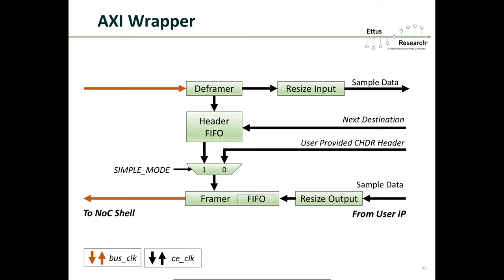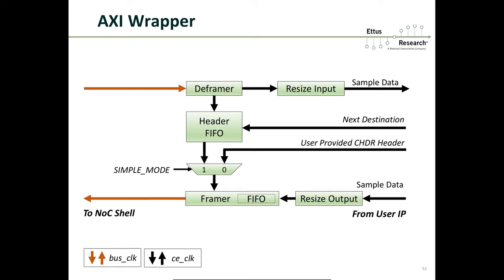Finally, AxiWrapper has another feature that's worth mentioning. It's the resize input and resize output blocks, which really involves manipulating that TLAST signal I talked about earlier when it comes to AxiStream. It's just resizing the packet so the TLAST occurs at a different spot.